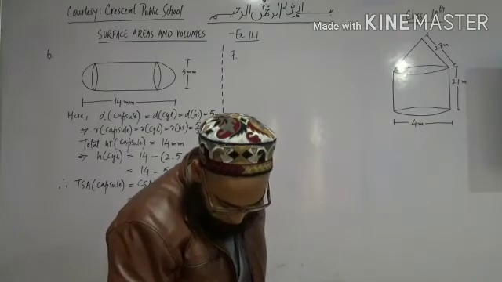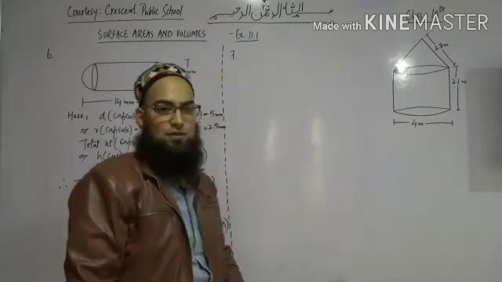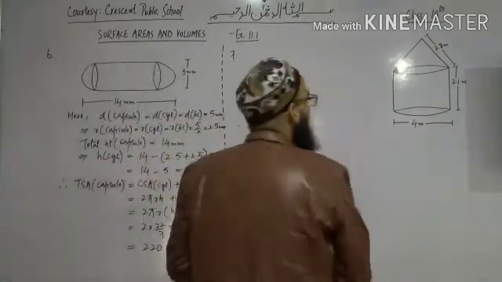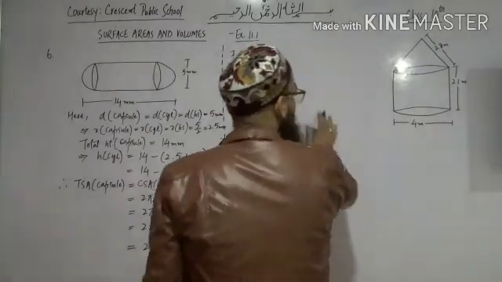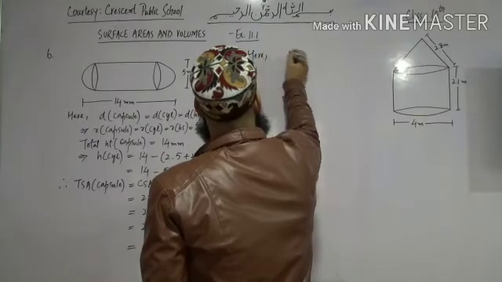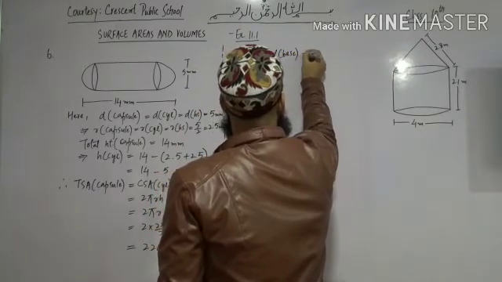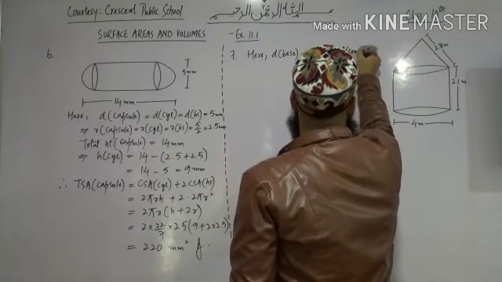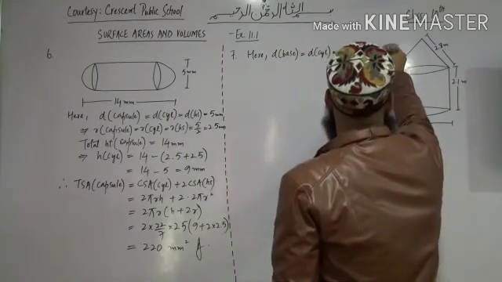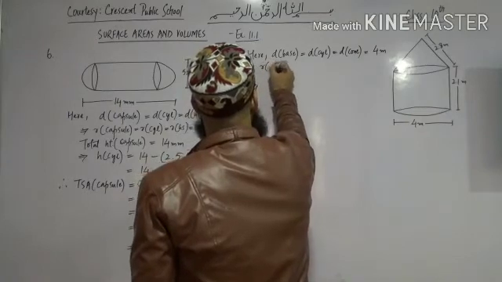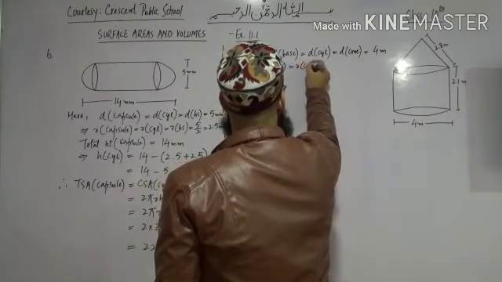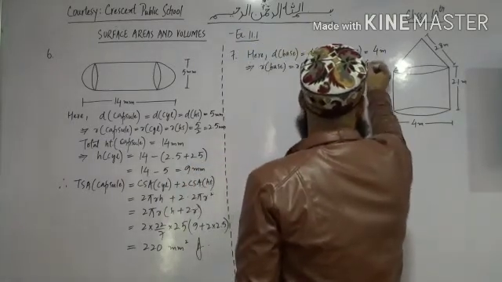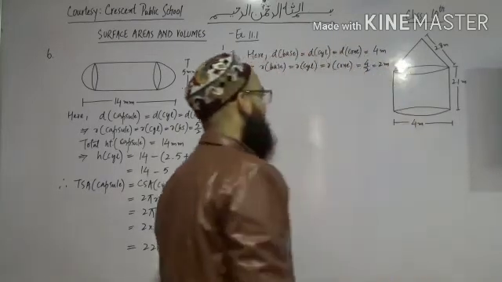Find the area of the canvas used for making the tent. That means the total surface area of tent will be the area of the canvas used to make this very tent. So you go like this here. Diameter of base is diameter of cylinder is diameter of cone, and it is equal to 4 meter. Which implies that radius of base is equal to radius of cylinder is equal to radius of cone is equal to 4 by 2, and that is equal to 2 meters.